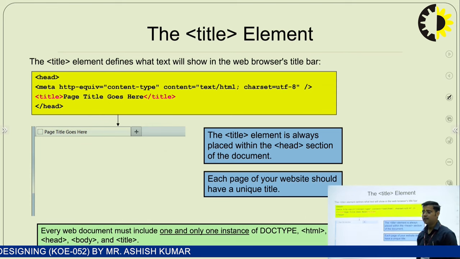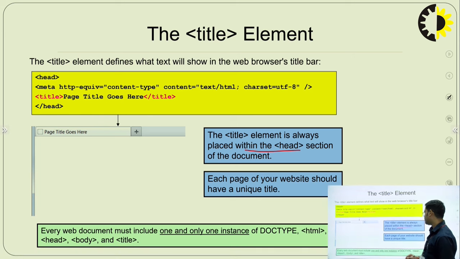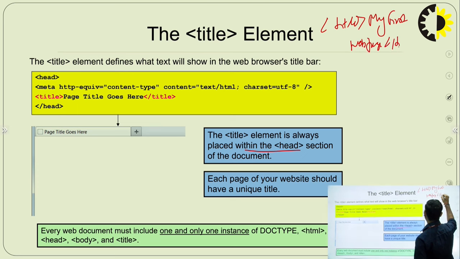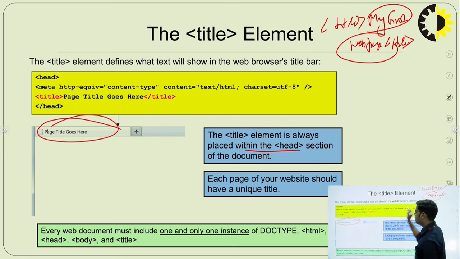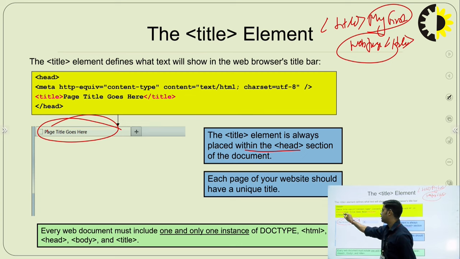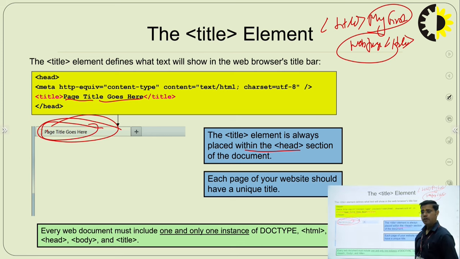Then the next one is the title. As I already told you, the title is placed within the head section and provides the unique title for your web page. Suppose in the title we write "My first web page". This content is available on the top, in this particular tab: "My first web page". As you can see here, the text written is "the page title goes here". So the page title is displayed on your browser.